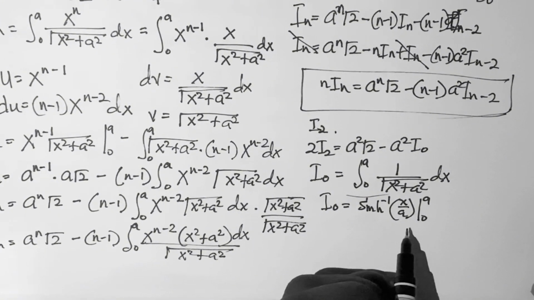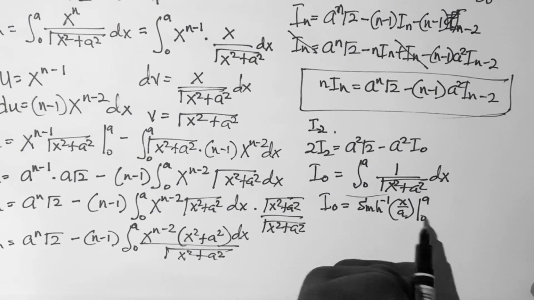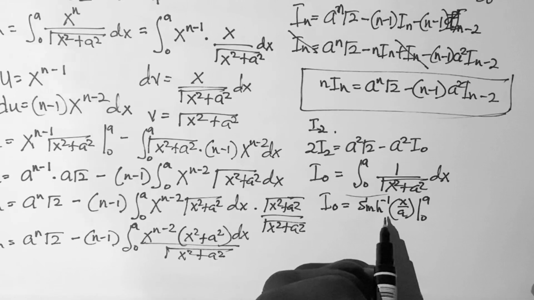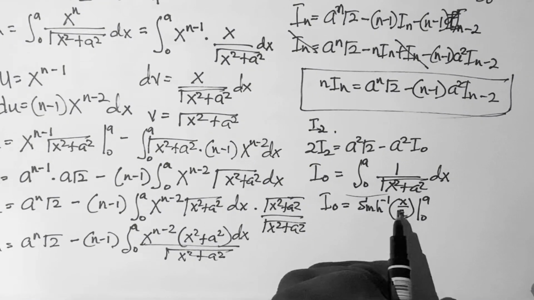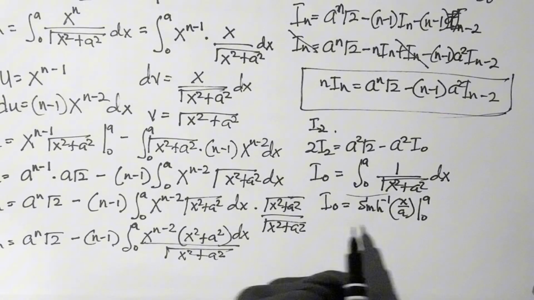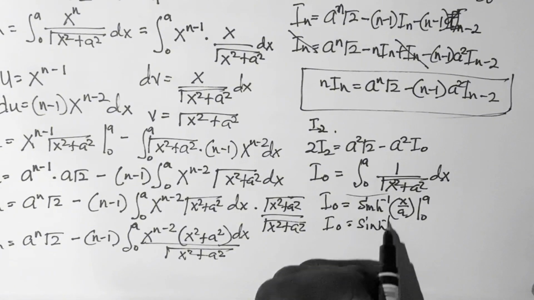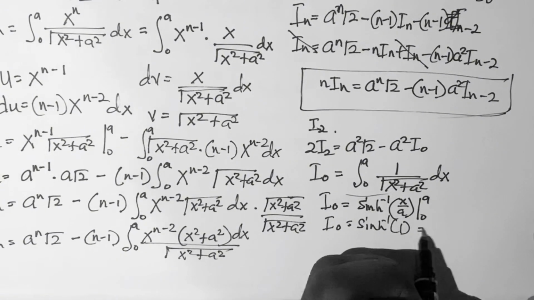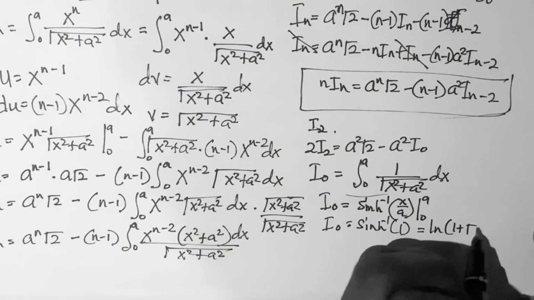And then when you put in the limits, if you put in 0, hyperbolic sine inverse of 0 is 0. But if you put in a, we are going to get hyperbolic sine inverse of 1, because a divided by a will give us 1. So I of 0 is equal to hyperbolic sine inverse of 1. But hyperbolic sine inverse of 1 is the same as natural log of bracket 1 plus root 2.